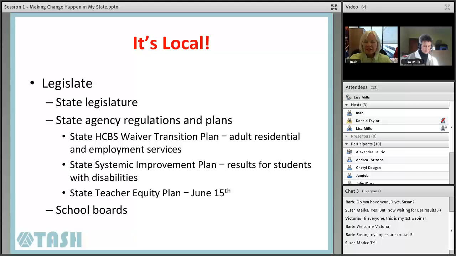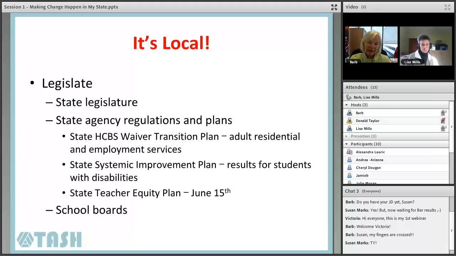In terms of legislation, chapters have the chance to work with your state legislature. You also can work within your state agencies that are relevant to people with disabilities. TASH, at the federal level, does a lot of work. We may have more impact with our federal agencies. This administration in particular has been very actively engaged with TASH on making change happen through the regulatory process.